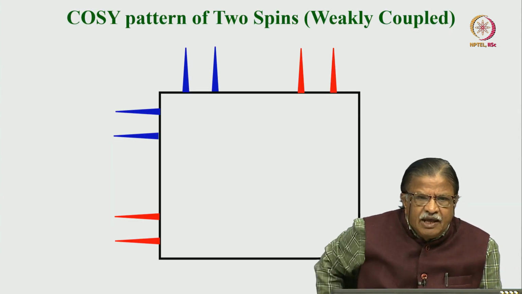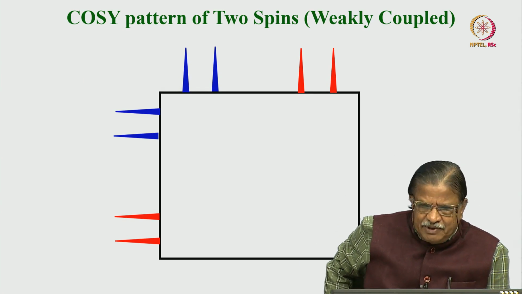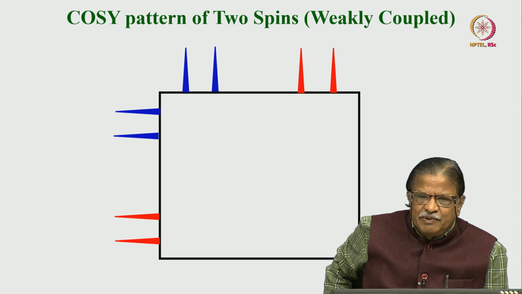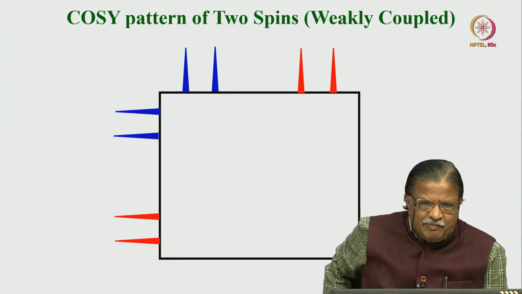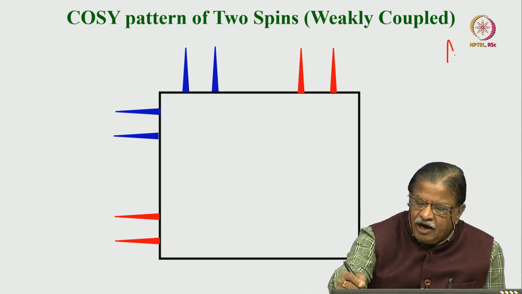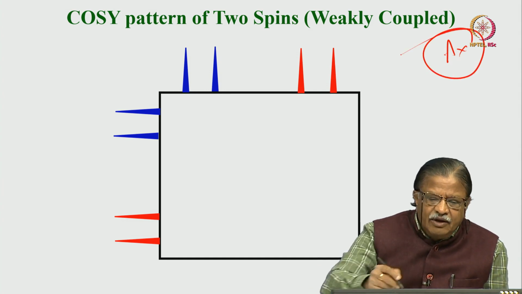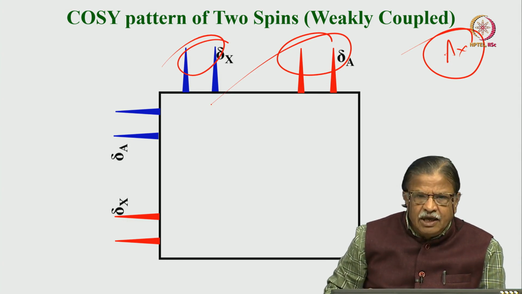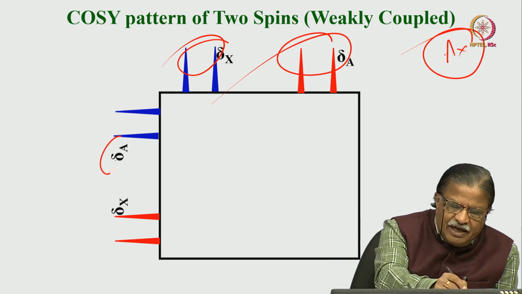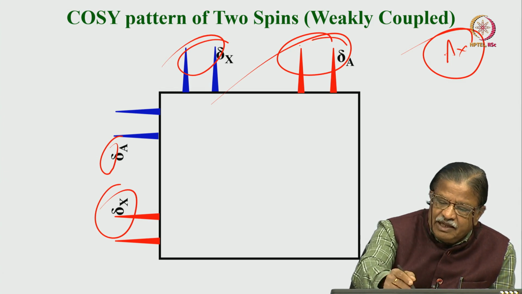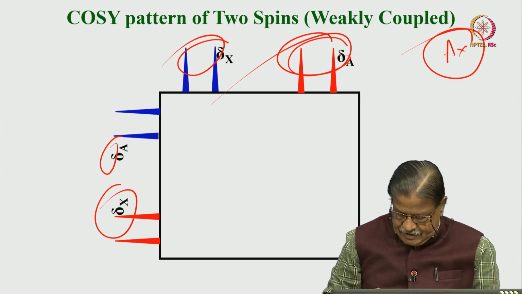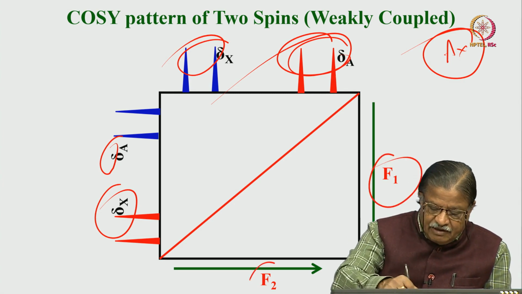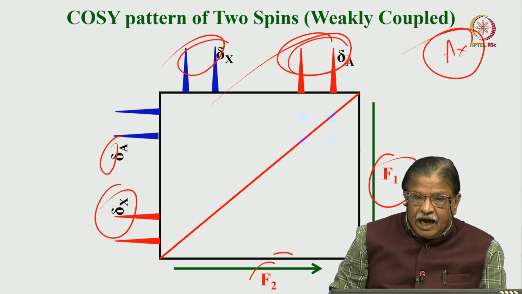That is different. So, the COSY pattern of two coupled spins, how does it look? If I have a two weakly coupled spin system, which I already discussed in the Pople nomenclature, A and X spins, what pattern are you going to get? You get a doublet for A and a doublet for X. So this is the chemical shift of A, this is the chemical shift of X. Similarly, this is A and X in the same order. This is the diagonal. This is the F1 dimension, and this is always the F2 dimension. I get 4 peaks here.